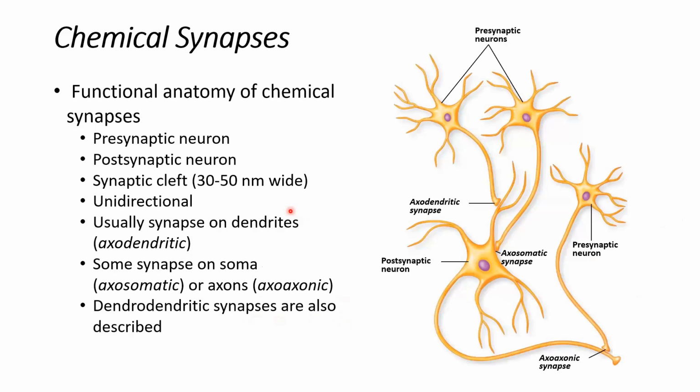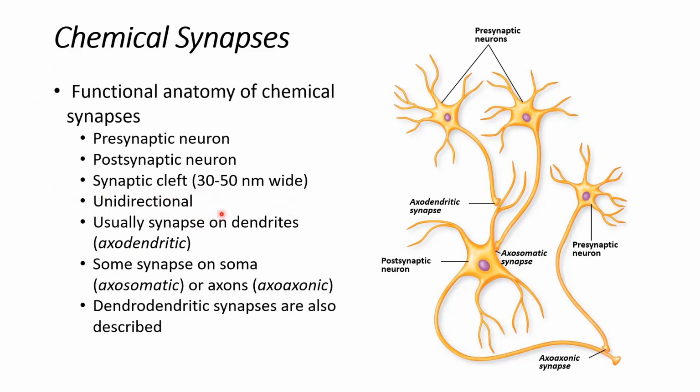Okay. Now, electrical synapses, again, very rare. Chemical synapses, on the other hand, are much more common and are going to be the focal point for what we go on to discuss. So chemical synapses require two neurons, a presynaptic and a postsynaptic. The chemical transfer is happening across the synaptic cleft.